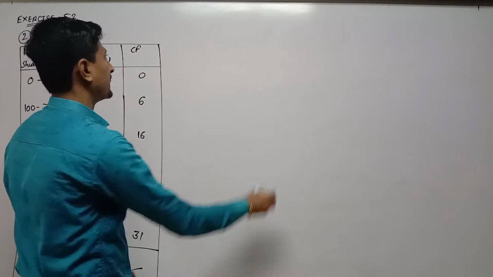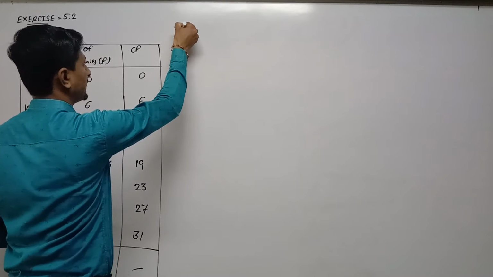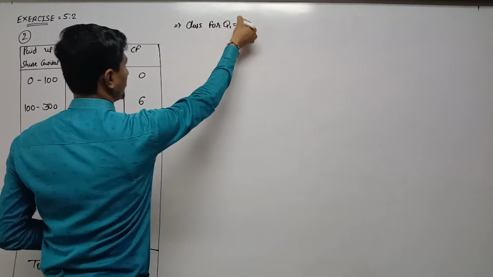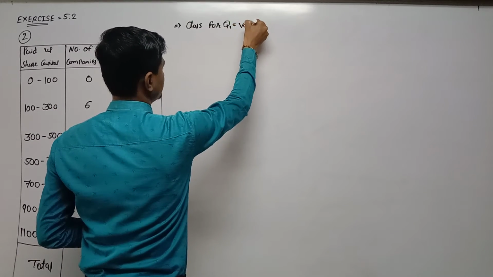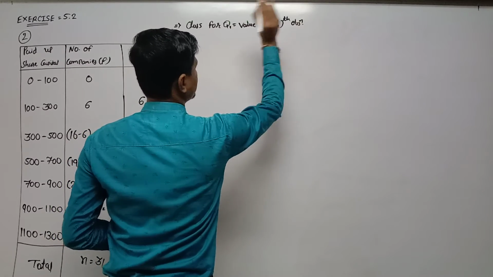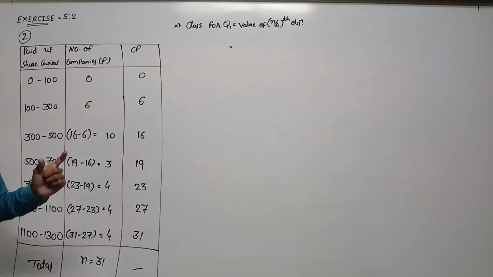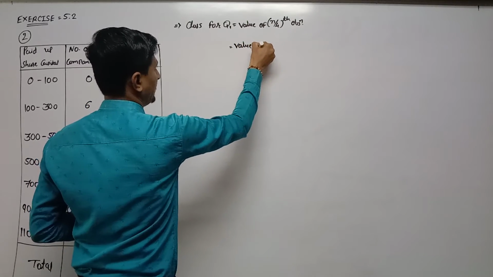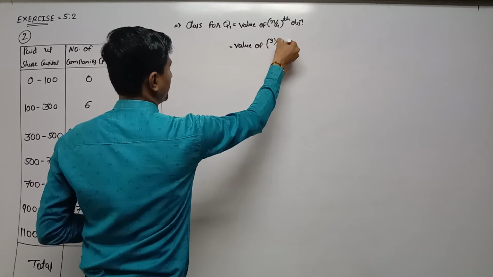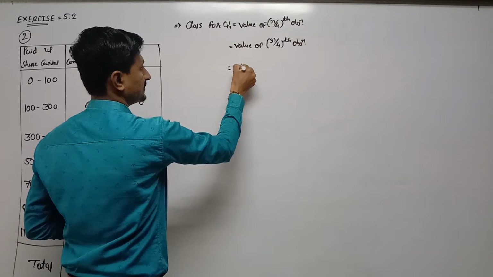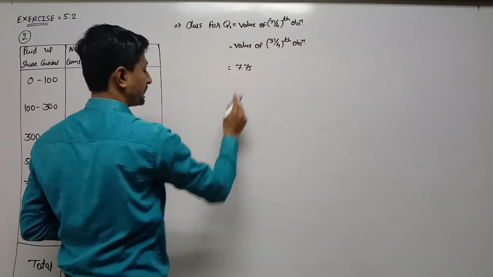Now next, first of all find out the value of Q1, that is, here we will find the class. So class for Q1 is equal to the value of n by 4th observation. Here continuous classes are given. Total number of observations n is 31, so the value of 31 by 4th observation is 7.75. Check it.